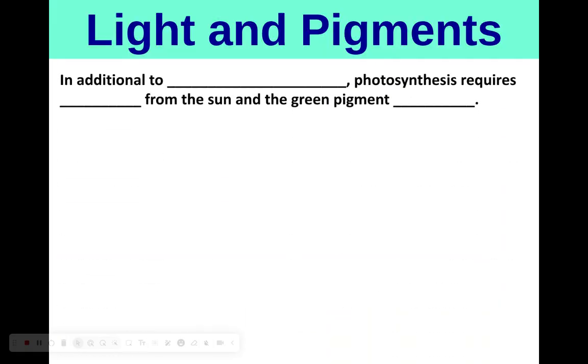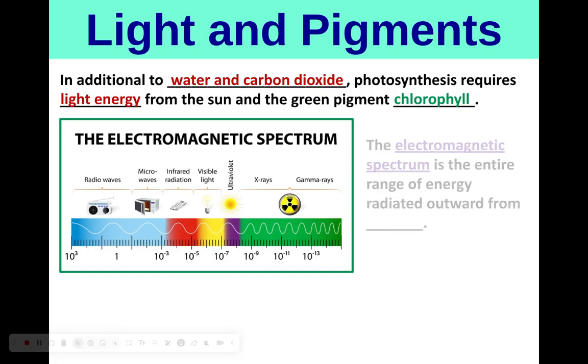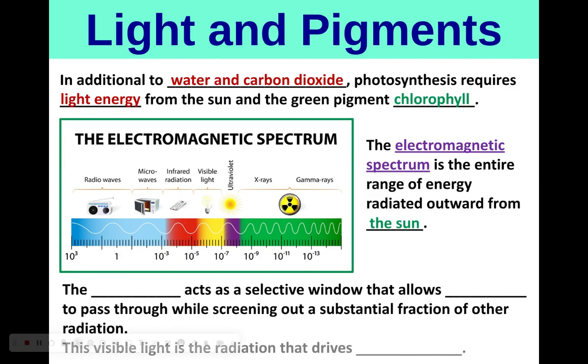Now, in addition to water and carbon dioxide, photosynthesis requires light energy, and the pigment that we're really going to focus the most on is chlorophyll. That's the green color that we can all see in plants. Chlorophyll absorbs energy from sunlight and transfers it into the plant's electrons, which jumpstarts this whole process of photosynthesis.